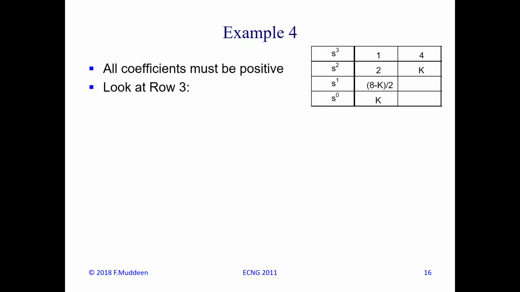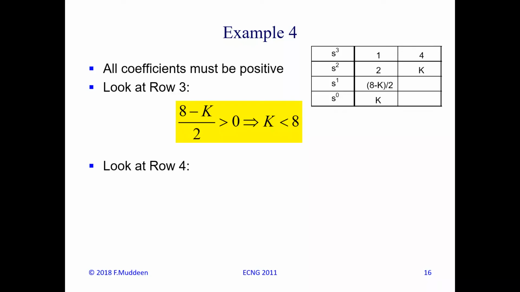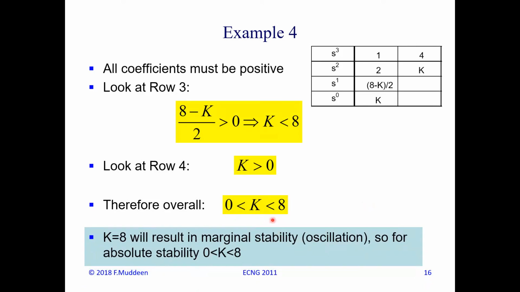So if we solve for 8 minus k divided by 2 being more than 0, we can see that we end up with k being less than 8. And then watching row 4 here, k needs to be more than 0. If we combine these two inequalities, we can see that 0 needs to be less than k, which is less than 8. The reason why we say it needs to be more than 0 in this instance is because we're looking for full stability. We're not saying more than or equal to 0 because marginal stability is not considered to be full stability. So for absolute stability, this range will hold true.